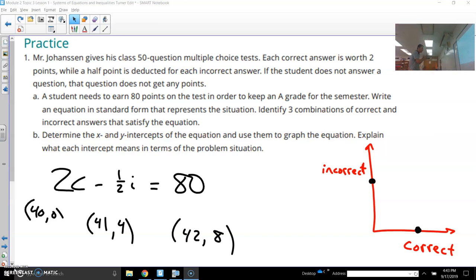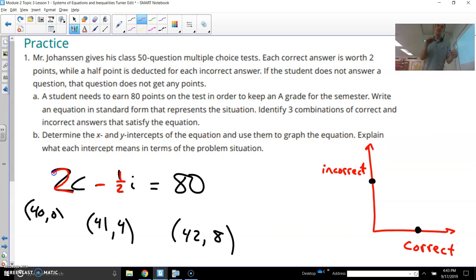Basically, if you read the question, Mr. Johansson's given 50 question multiple choice tests. And if you get a question right, it's worth 2 points. But if you miss a question, it is half a point deducted. And then it says a student needs to earn 80 points on the test. So here's the idea. You're getting 2 points every time one is correct. But then it's deducting 1/2 point for every time you are incorrect. And we're trying to get this to be an 80.